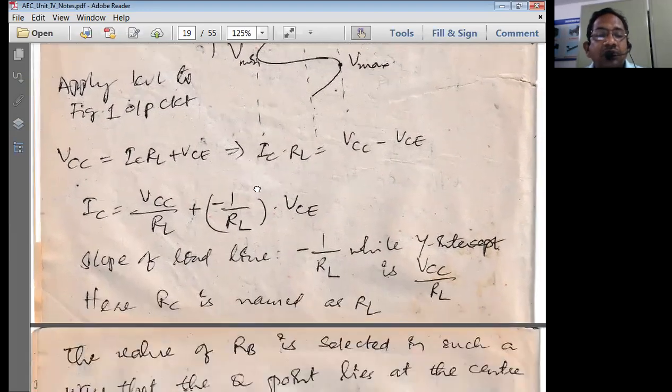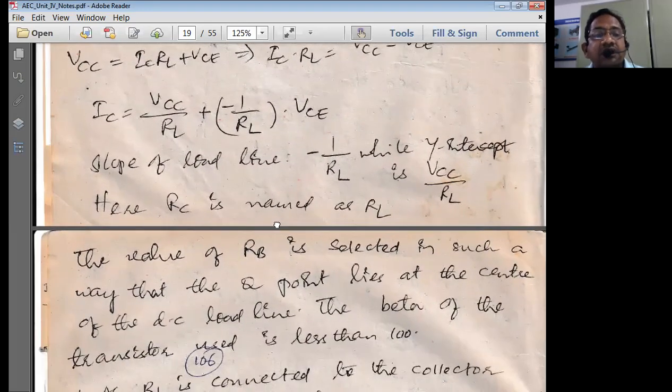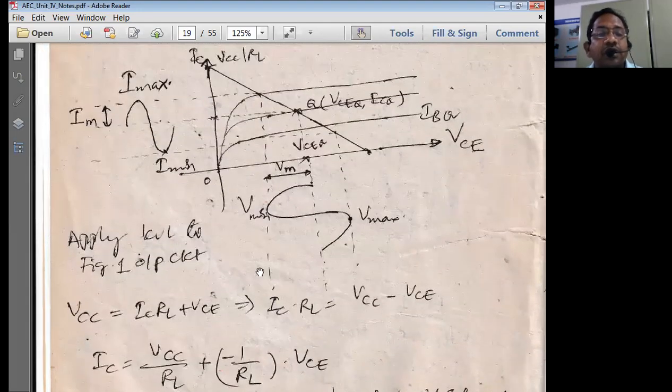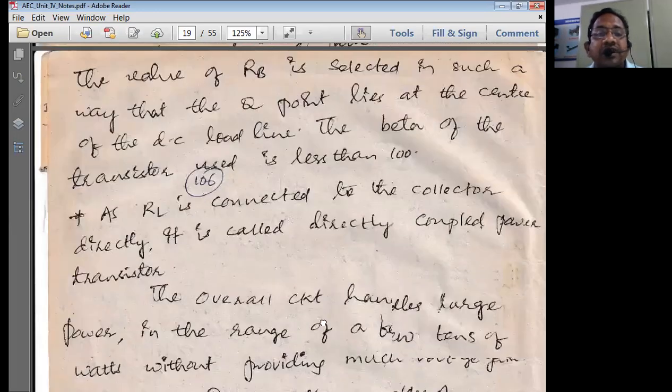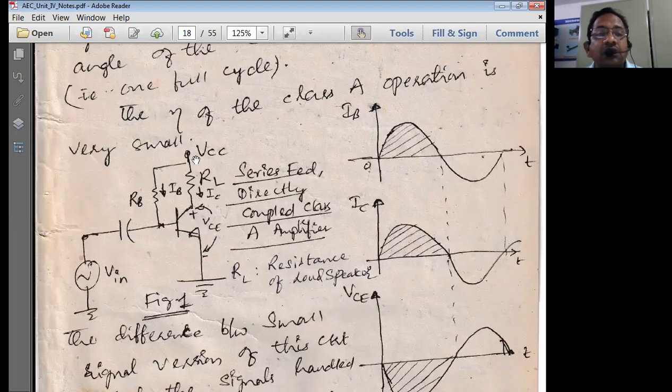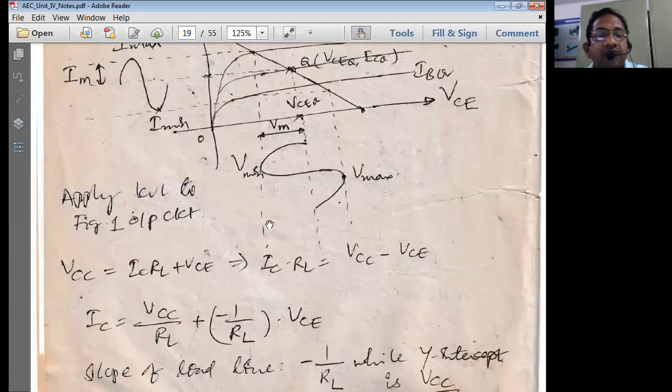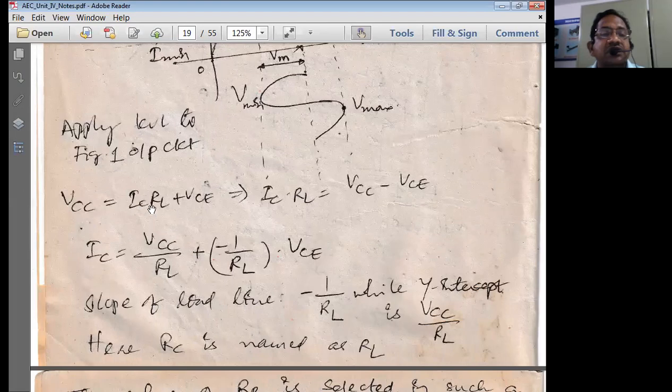Now to speak about the characteristics, you should first of all get the KVL equation from the output loop of the circuit. Now if you come to this circuit, apply KVL to this loop. VCC minus ICRL minus VCE equals 0. That means if you apply KVL to this output loop, we get the KVL equation at the output side. That is VCC is equal to ICRL plus VCE.